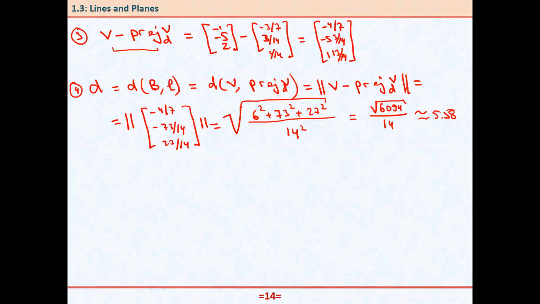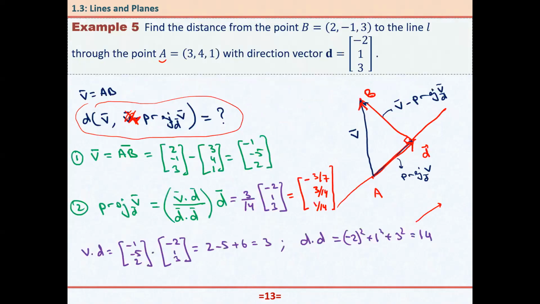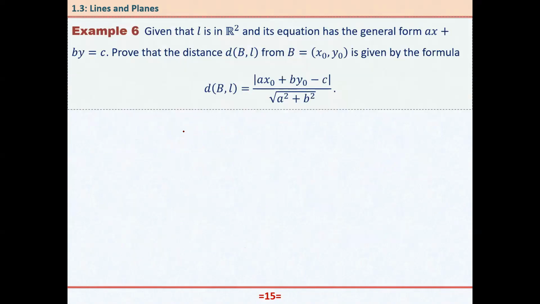Now, guys, let's just generalize this case. After all, what we have to do here, as you see in this question, is just to find the distance between a point and the line. That means that we need to find the distance between this vector AB and the projection of this vector onto the line. That's just equal to the distance between V and the projection of V onto D. So how about if we apply that to this question, and we will get this formula.